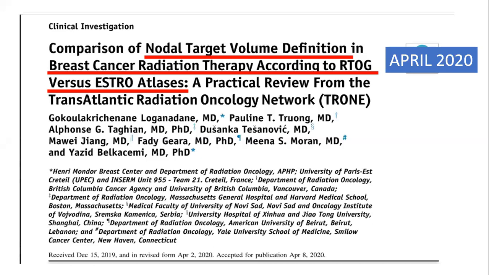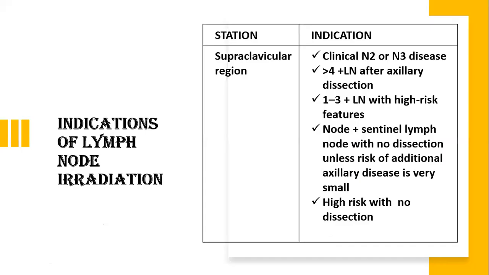So before directly going into the Tron study, I would first like to discuss the indications of lymph node irradiation. Coming to the supraclav, the indications would be a clinically N2, N3 disease, or more than 4 lymph nodes positive after axillary dissection, and even 1 to 3 lymph nodes with very high risk features, and when the sentinel lymph node biopsy is positive with no dissection done, and even high risk patients where axillary dissection is not done.